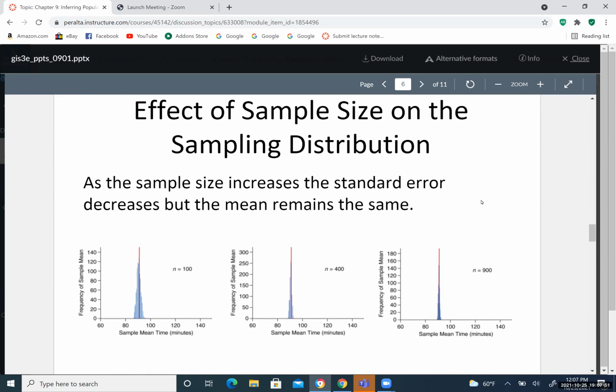Effects of the sample size on the sample distributions. In general, they want us to know the more data we have, the better. It helps us to estimate things better. As the sample size increases, the standard error, which is the standard deviation, will decrease. But the mean will remain the same.